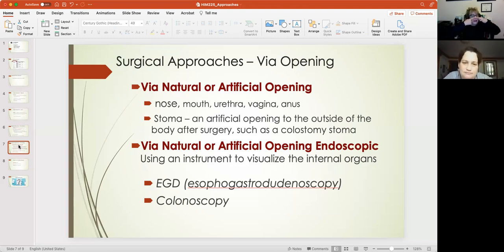So these are your natural openings. The nose, the mouth, the urethra, the vagina, and the anus, because they will all give you access to the visceral part of the body, the internal organs. No matter where you're going, you can get there. Okay. That makes sense.